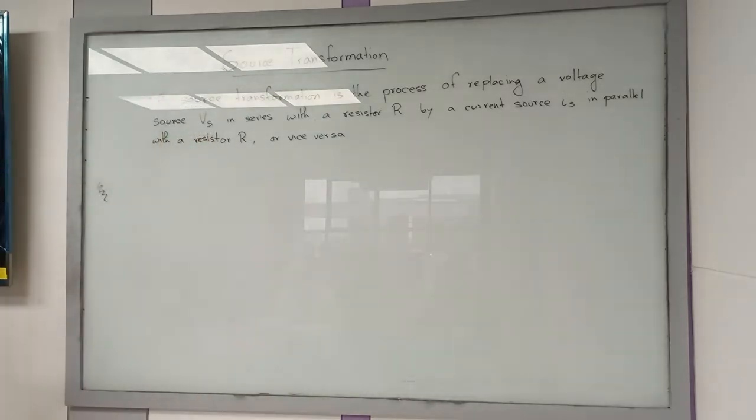So this is basically simple. A source transformation is a process of replacing a voltage source in series with a resistor R. We have a voltage source in series with R. We can replace that by a current source IS and a resistor in parallel with it. We can replace that part by a current source and a resistor in parallel to the current source.